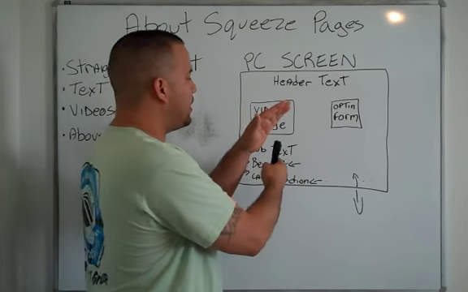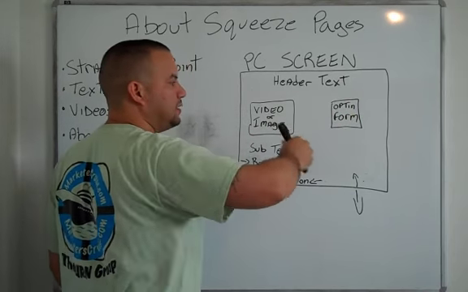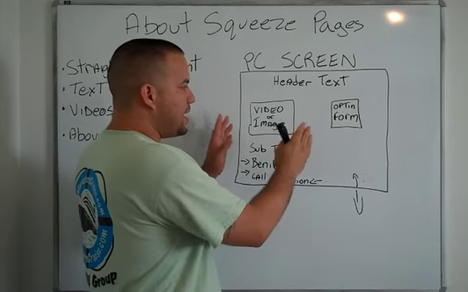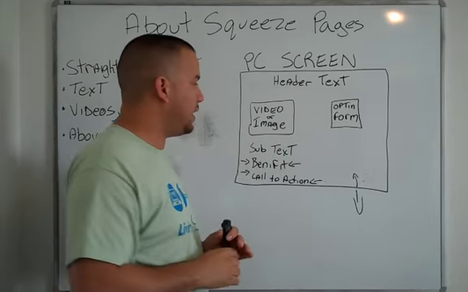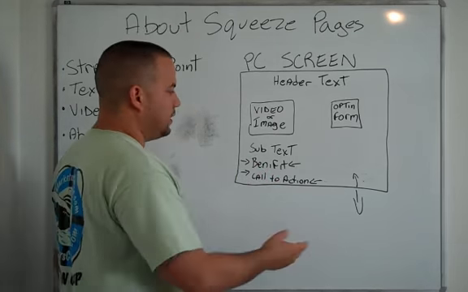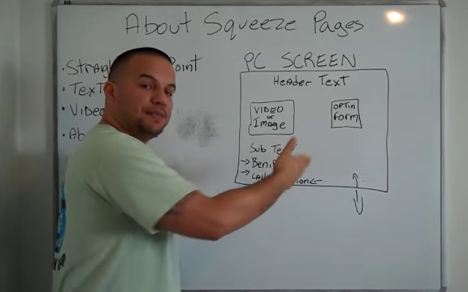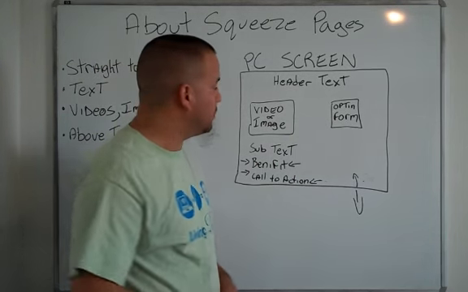Okay? And we will go through that in the later videos. There's many ways that you can set this opt-in form, set this video, and stuff like that. But for right now, let's just use this example to show you. Now, above the fold, you have your opt-in form. This is where they're going to go ahead and opt in and subscribe, and you start building your list.